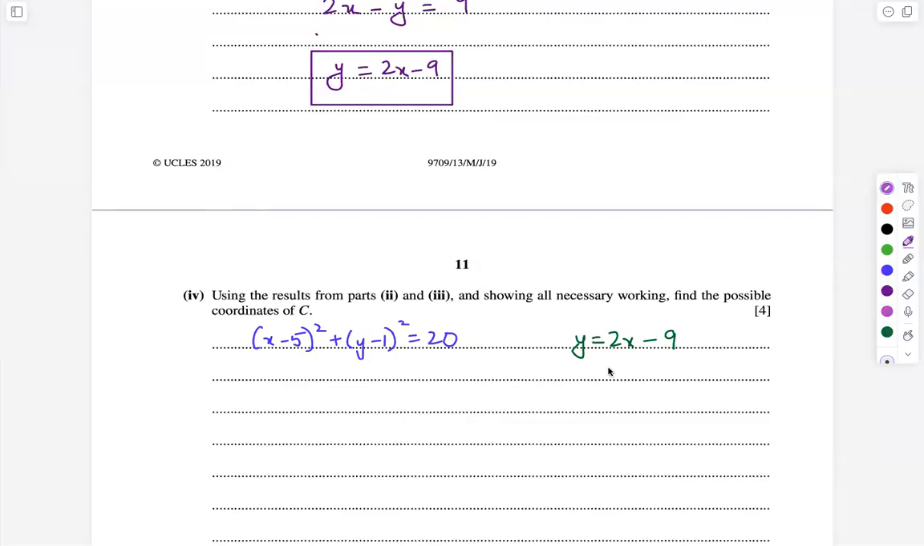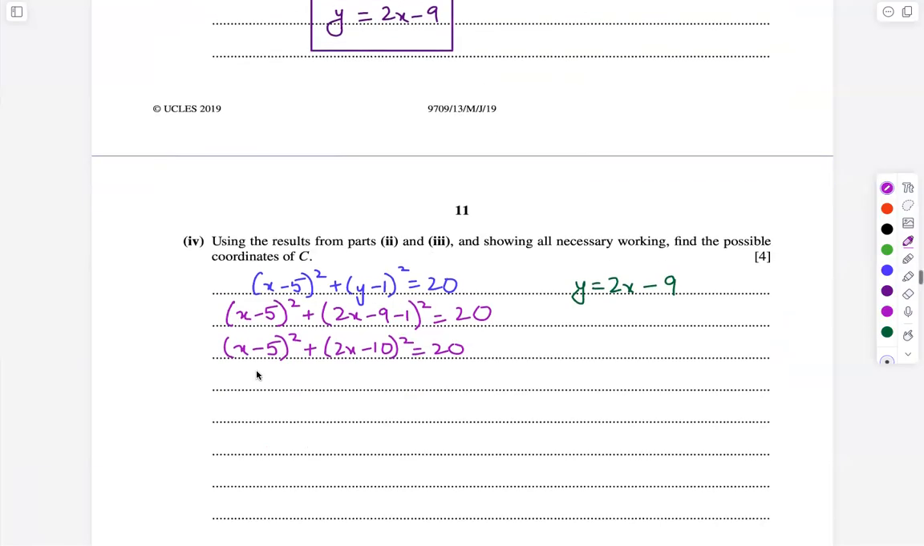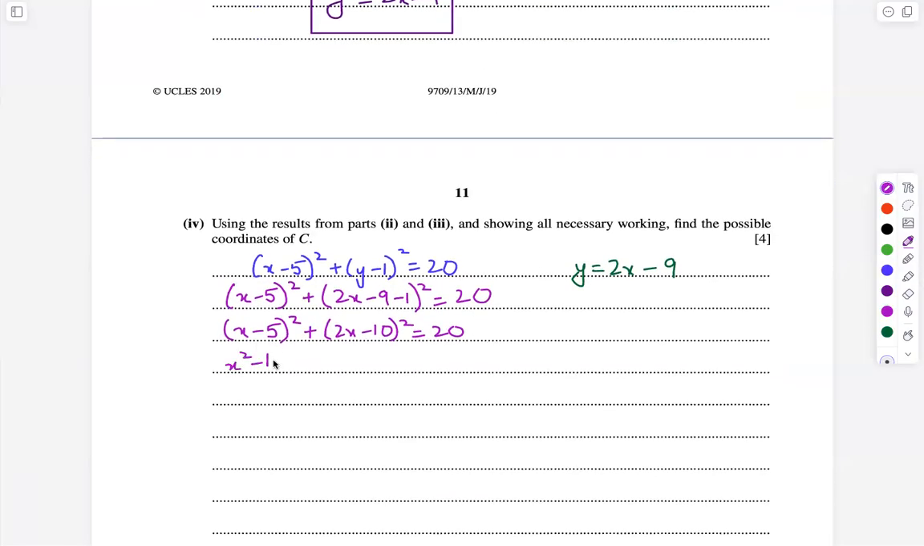So using the substitution y equals 2x minus 9, we can first write this equation as x minus 5 whole squared, and in place of y, we'll get 2x minus 9, is equal to 20. Simplifying this, we can write it as x minus 5 whole squared plus 2x minus 10 whole squared equals 20. And now expanding the expression, we'll get x squared minus 10x plus 25. This will become 4x squared minus, so this will become 10 times 2, and multiplying by 2, that will become a minus 40x plus 100 is equal to 20.